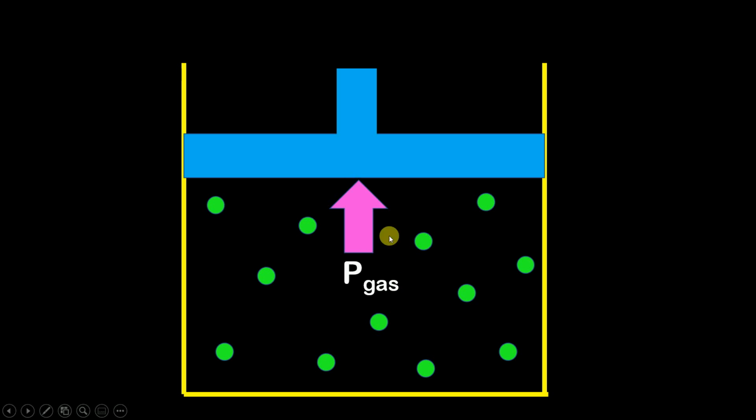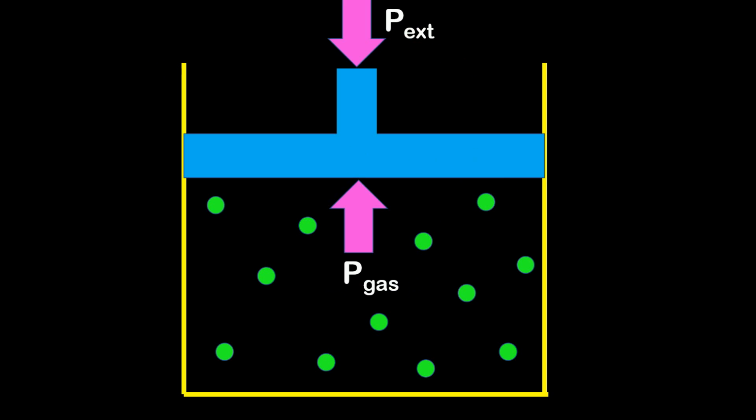So we have represented the pressure applied by the gas as P of gas. Now similarly the surrounding is also going to apply pressure on the piston and will try to push the piston downwards, and the pressure applied by the surrounding we refer to as external pressure. Now when the external pressure is equal to the pressure of the gas, obviously the piston is not going to move. It is going to remain stationary as it is.